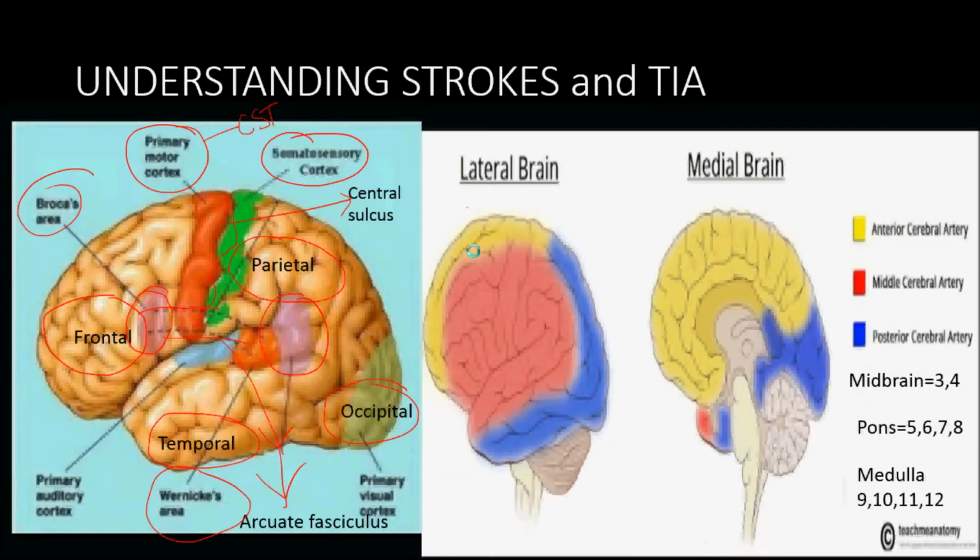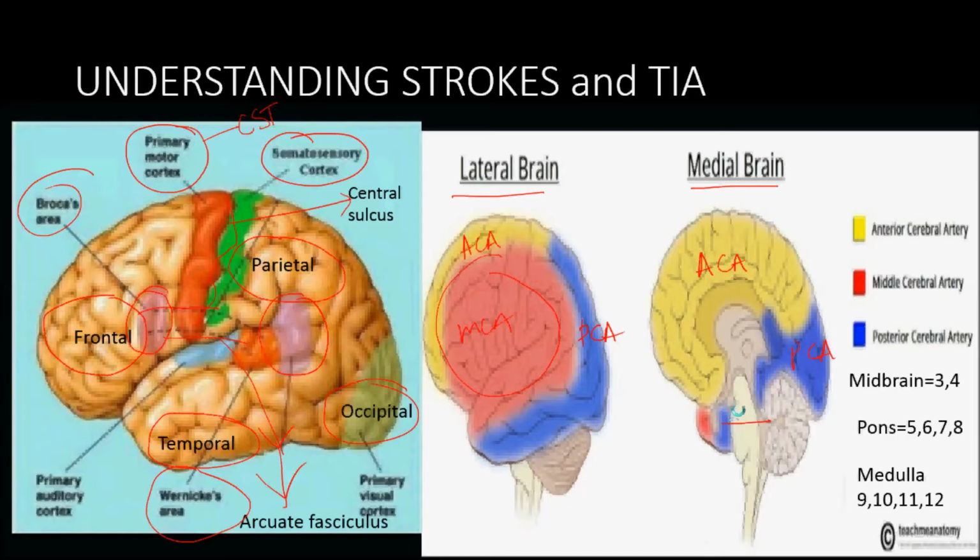Once we know that, let's come to the blood supply of the brain. On the lateral side, the majority of the lateral surface is supplied by the middle cerebral artery, and on the periphery we have the anterior cerebral artery on the medial most side, and on the posterior inferior side we have the posterior cerebral artery. On the medial side, the majority is supplied by the anterior cerebral artery, and on the posterior inferior side we have the posterior cerebral artery.